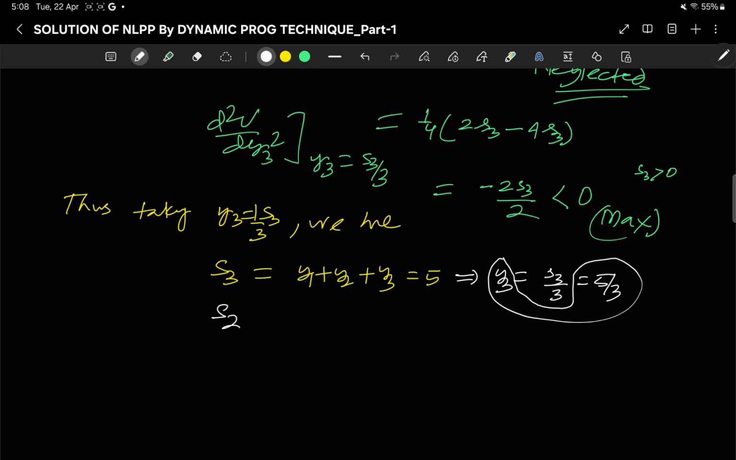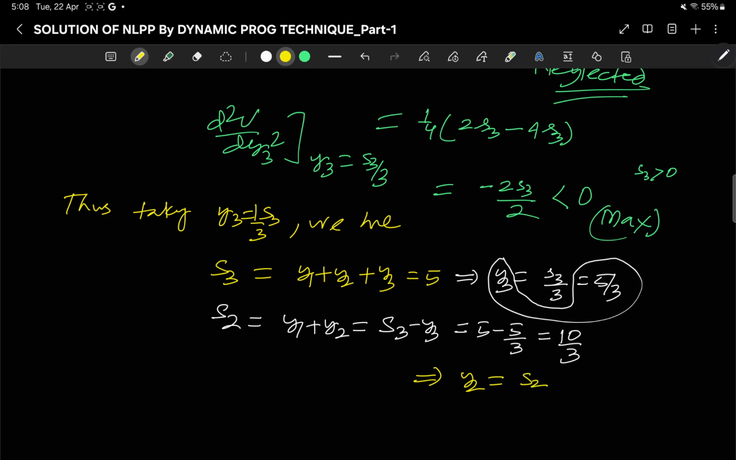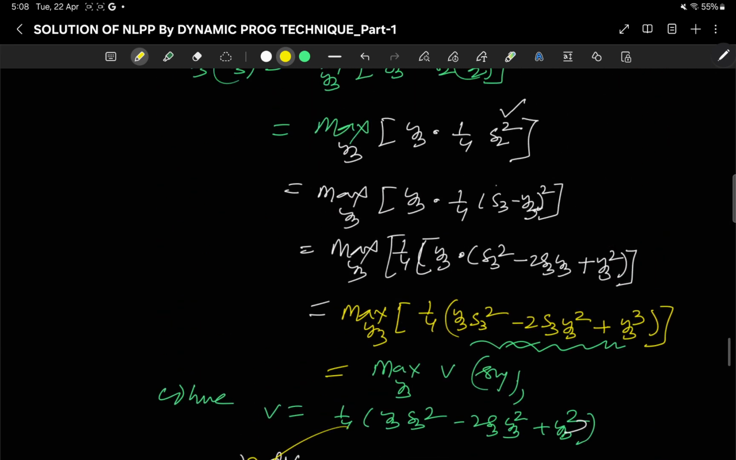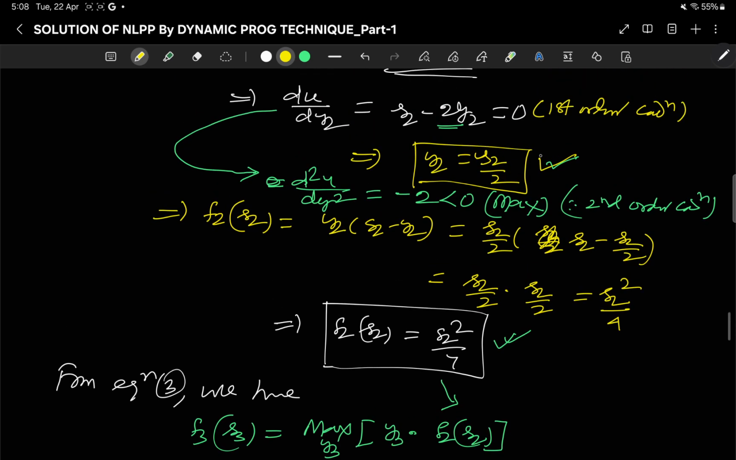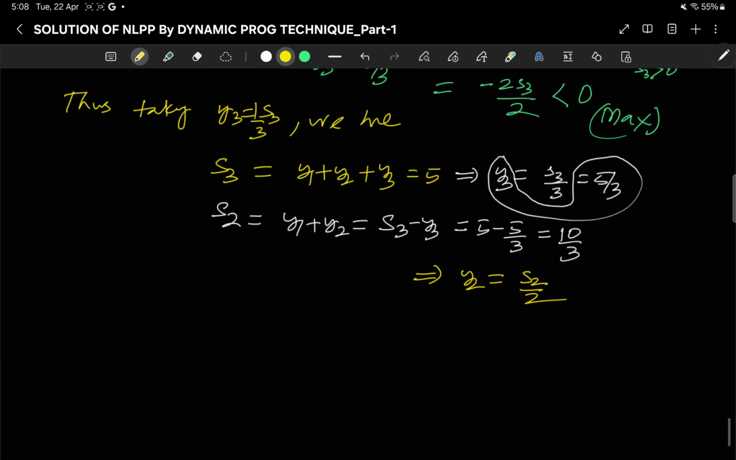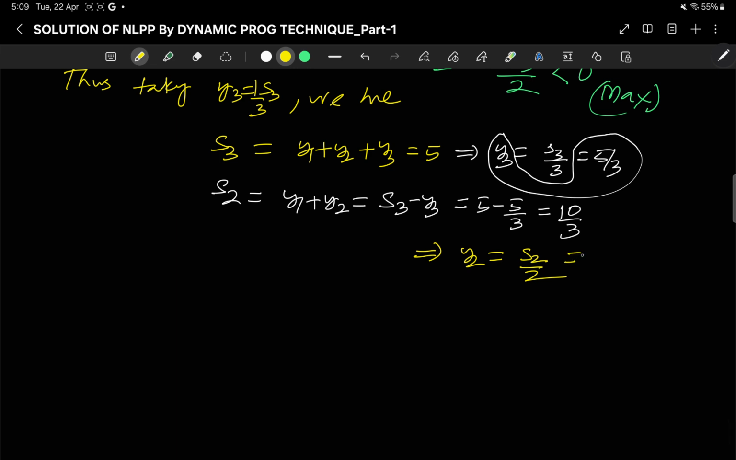Then I come to your s2. What is s2? s2 = y1 + y2, so that is equal to s3 - y3. So s3 is 5, 5 minus y3 which is 5/3, so this is equal to 10/3. So this implies what is y2? y2 = s2/2, as we have seen earlier. So this is equal to 5/3. So the value of y2 is also 5/3.